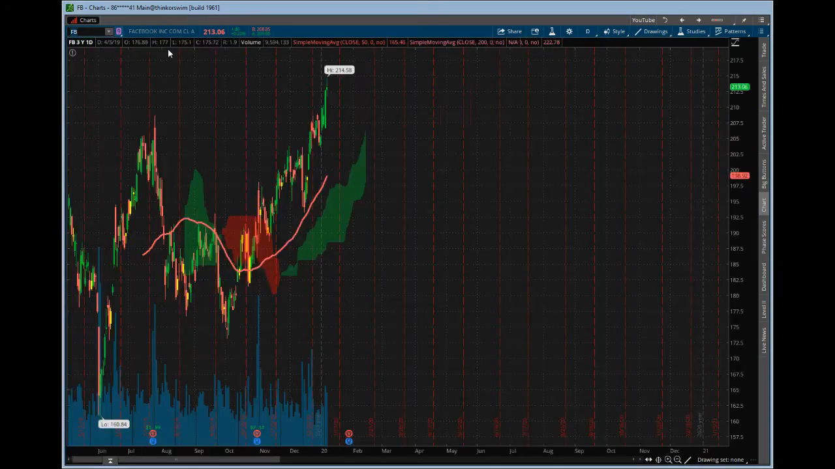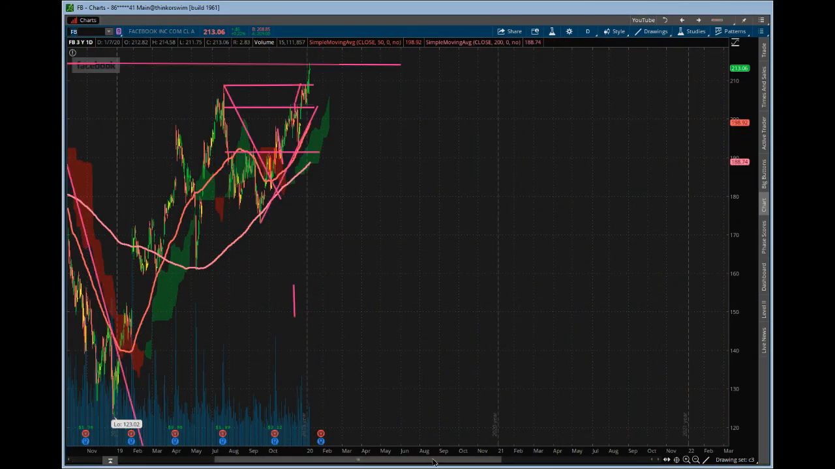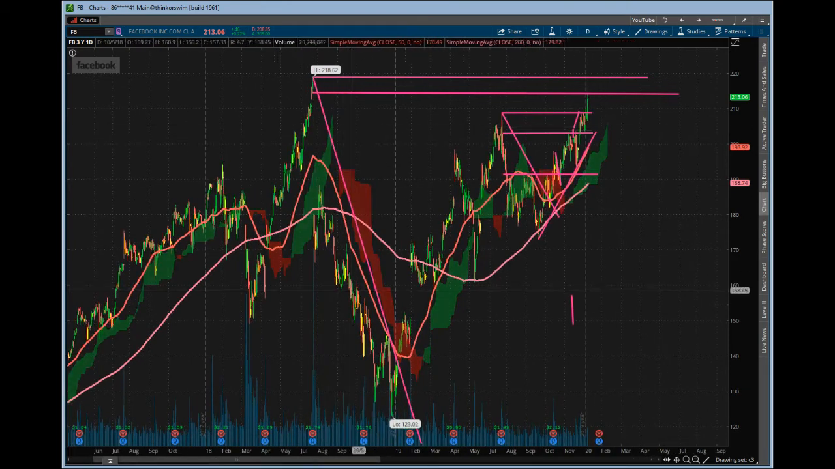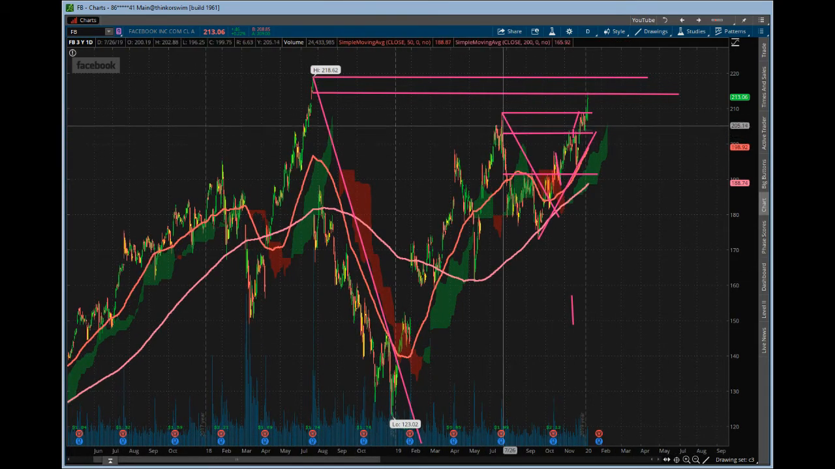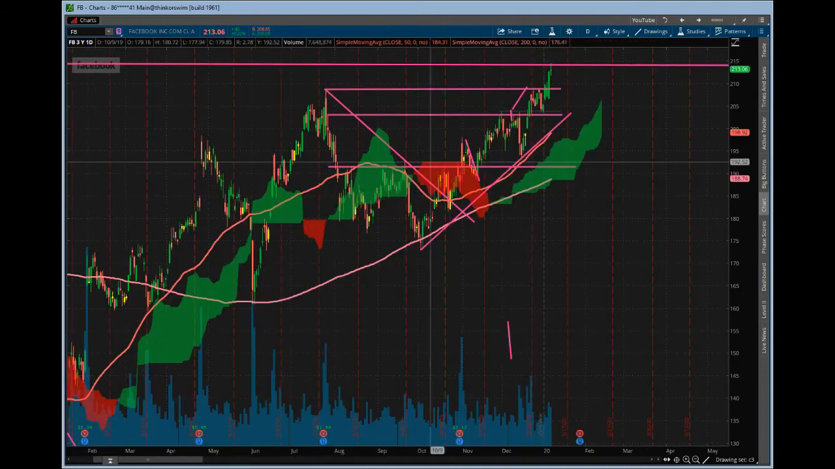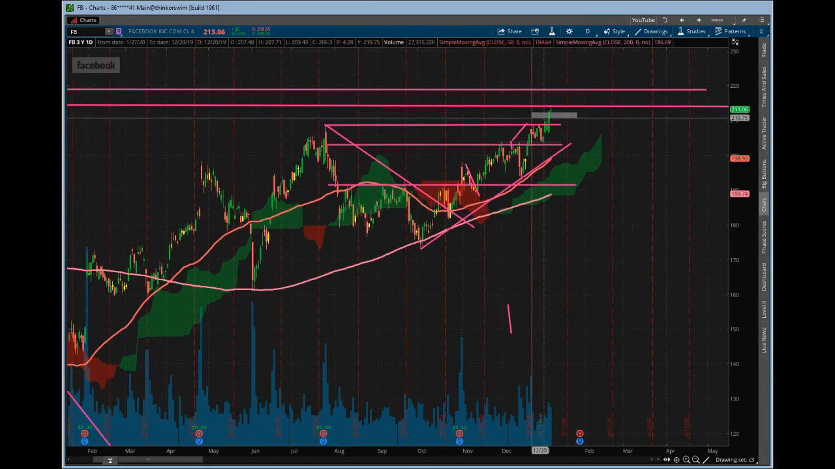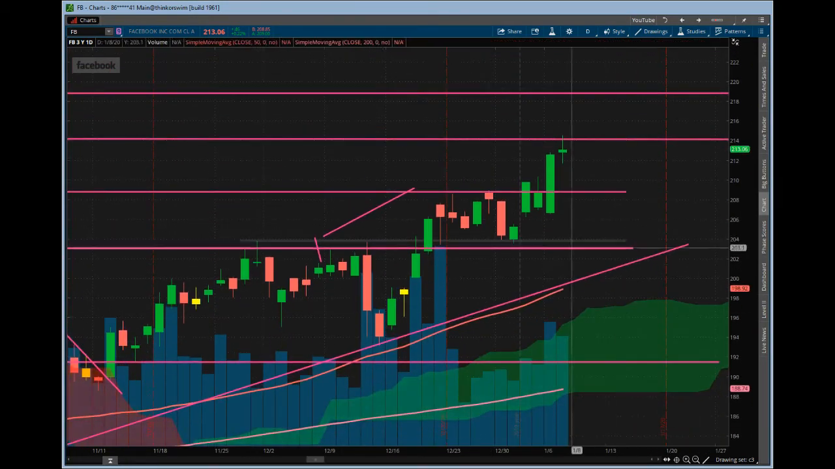Facebook. Let's take a look at Facebook. Okay, so a lot of these, right, these big cup and handle type patterns. And even here, big cup right there. So this is a good one. This is one that we had for a nice little move yesterday. So nice close up, good volume.